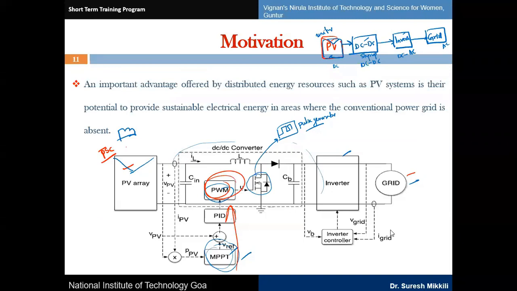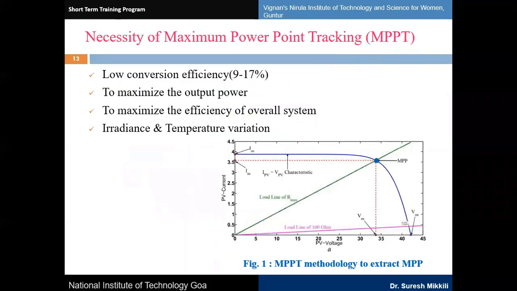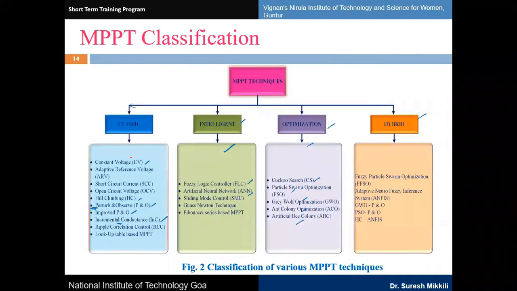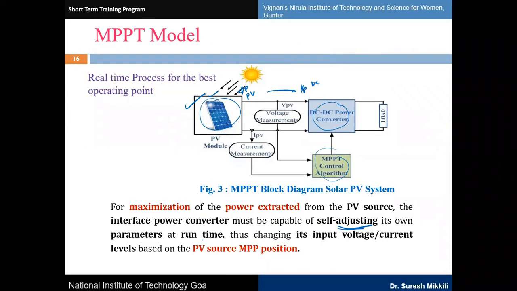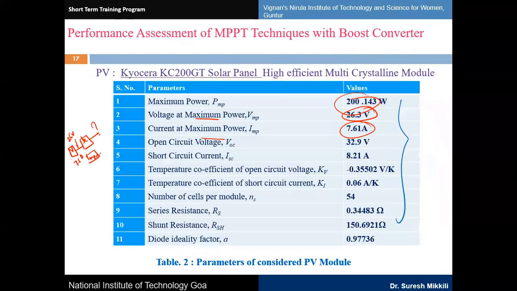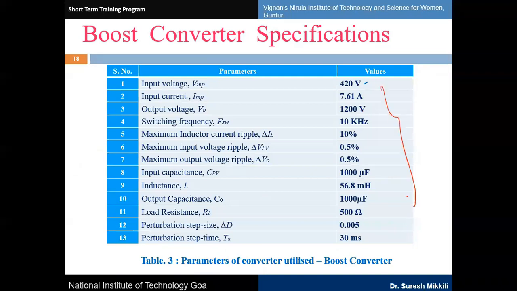Now, this is what I have explained to you: PV panel, DC-DC converter, PWM scheme with MPPT, and the inverter connected to the grid. MPPT is tracked at this point. We have different methods: classical, intelligent, optimization, and hybrid methods. Before that, we considered the PV model with 26.3 volts and 7.61 amperes of VMP and IMP. Then the boost converter parameters were considered.